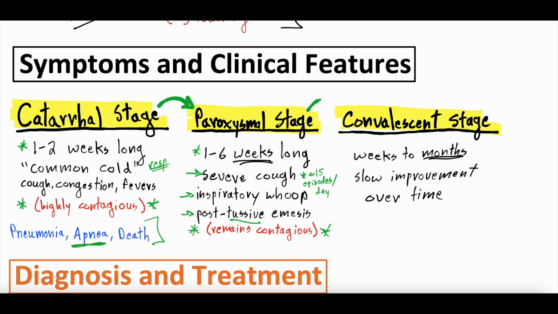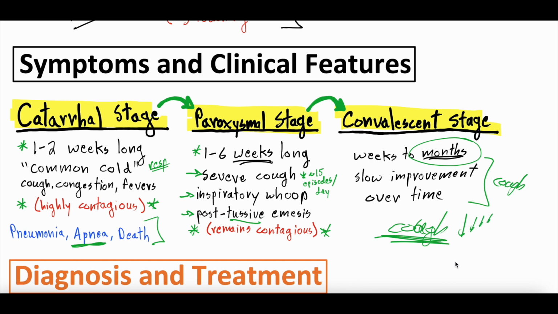This then transitions into the convalescent stage, and this is when things finally start to calm down. You get slow improvement over time of that cough. You're no longer contagious, but it can take months. The cough is really the gift that keeps on giving here, and it can last for months, but over time it kind of gets less and less. You stop whooping, you stop having post-tussive emesis, and you finally do heal.